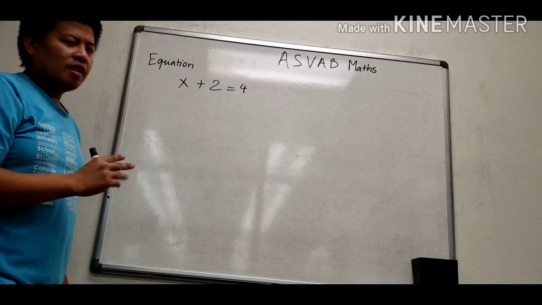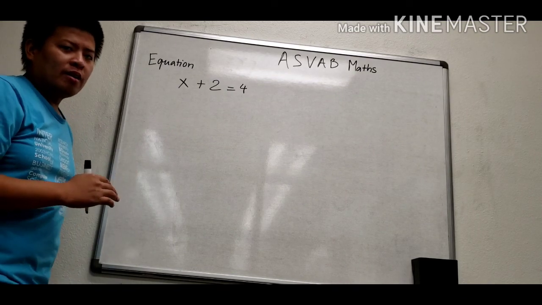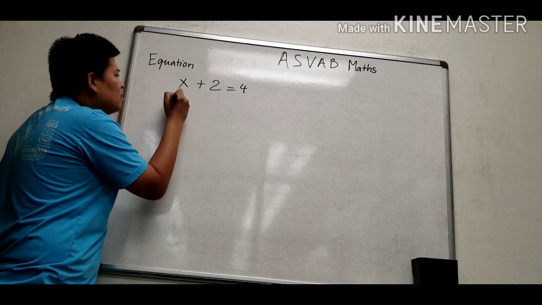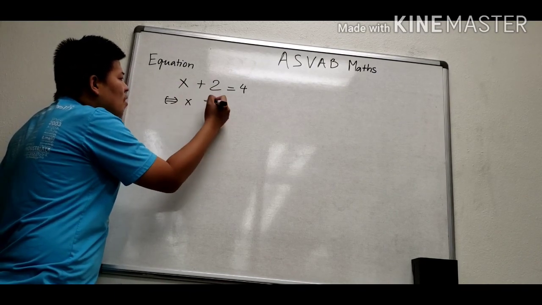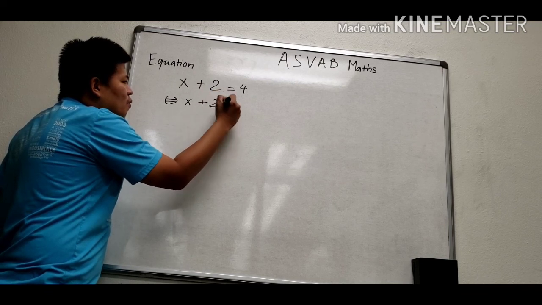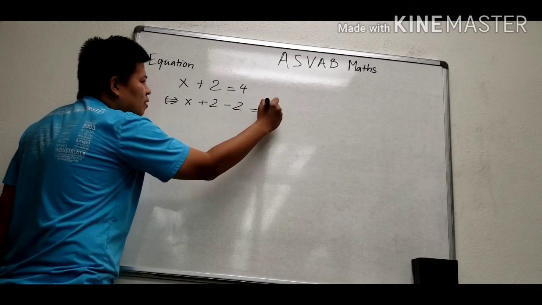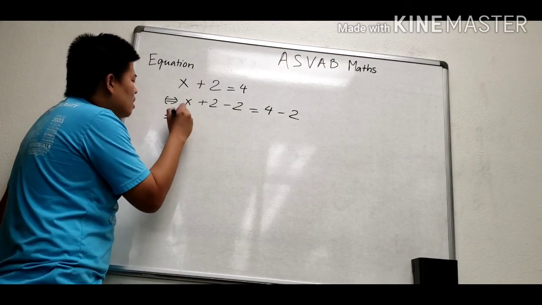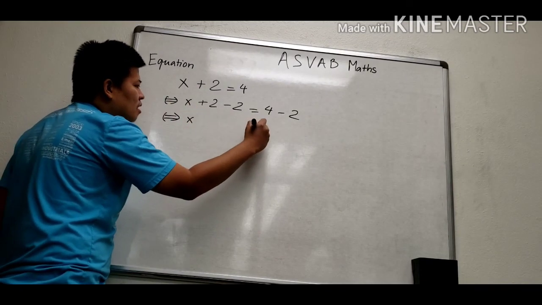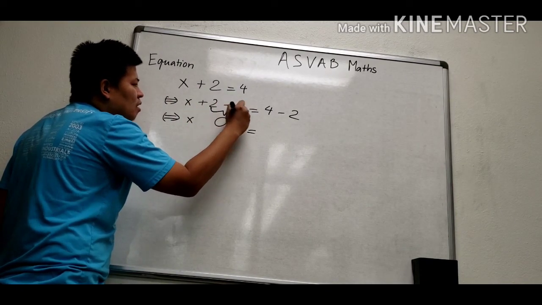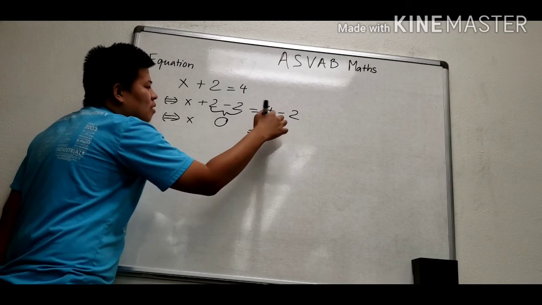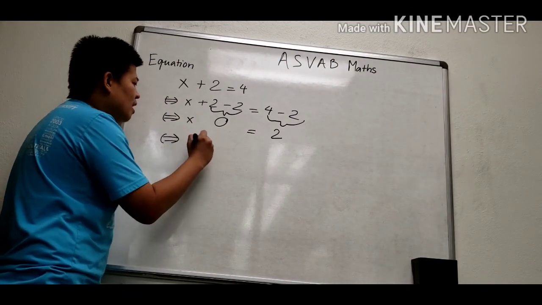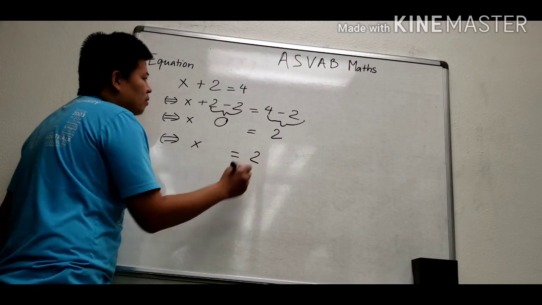This one, the basic equation, and I will show how to do. First, we have the number 2 in here. We minus 2 in both sides, so that we got s equal to 0, because 2 minus 2 is 0. 4 minus 2 is 2, so we got s equal to 2.